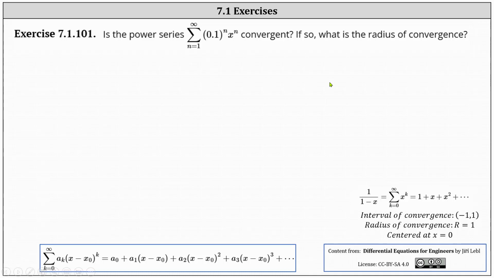Is the power series, the sum from n equals 1 to infinity of 0.1 to the n times x to the power of n, convergent? If so, what is the radius of convergence?